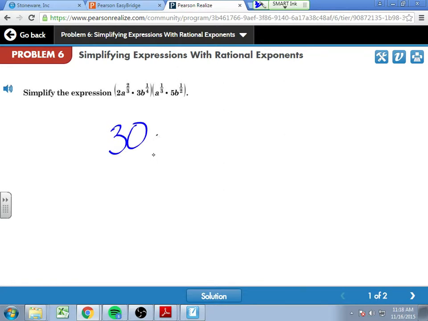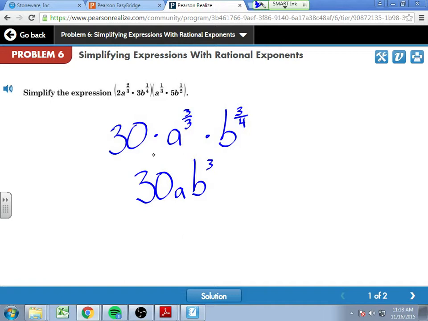And then you add together the exponents for a. So we have 2/3 and 1/3, which comes to 1. I'm going to write it as 3/3 for now. And then you add together the exponents for b. So you really get 30a times b to the 3/4.